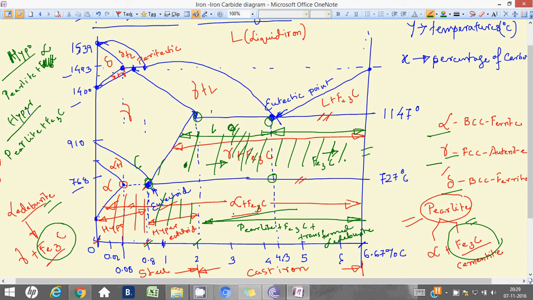So I hope it is quite simple for you now, and I hope I could make some clear points about this concept. We'll meet in the next video with the reactions of these three lines: peritectic, eutectic and eutectoid, mentioning the temperatures and the percentage of carbon. Thank you.